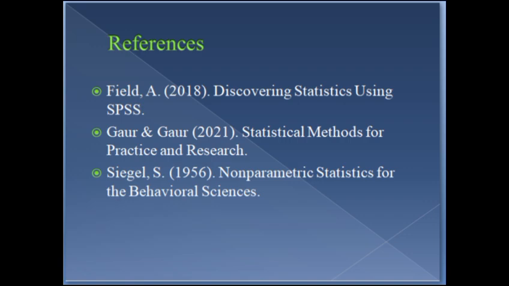These are some references: Field 2018, Discovering Statistics Using SPSS; Gore and Gore 2021, Statistical Methods for Practice and Research; and Siegel 1956, Nonparametric Statistics for the Behavioral Sciences. If you want to know more about parametric and non-parametric tests, you can cite these references.